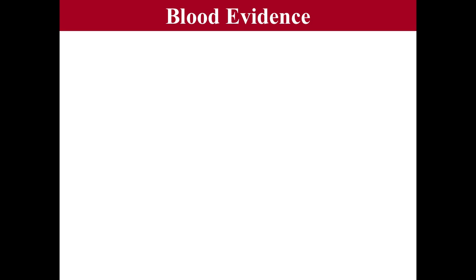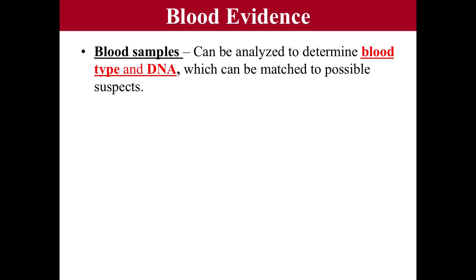So one of the things that we're going to be talking about over this unit is how is blood used as evidence and why is it so useful? So the first reason is a small sample of blood can be analyzed to determine somebody's blood type. It could be used to find their DNA, which can then be matched to possible suspects. Okay, if we know somebody's blood type, that would be an example of a type of class evidence, because there are different types, but that can help narrow it down. Okay, if we can get their DNA, that would be an example of individual evidence.